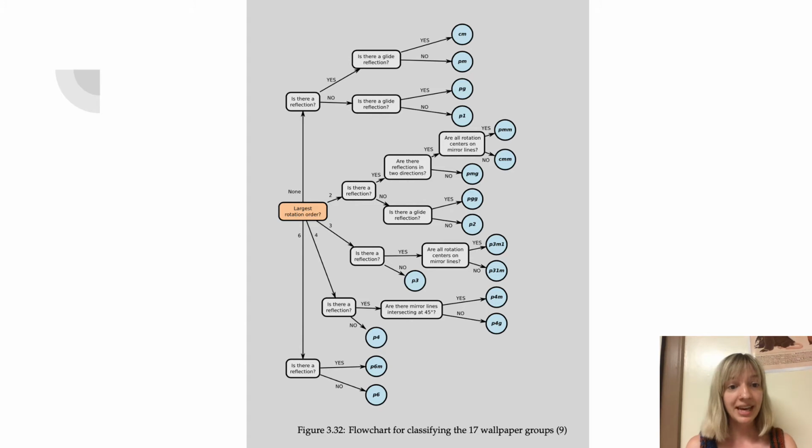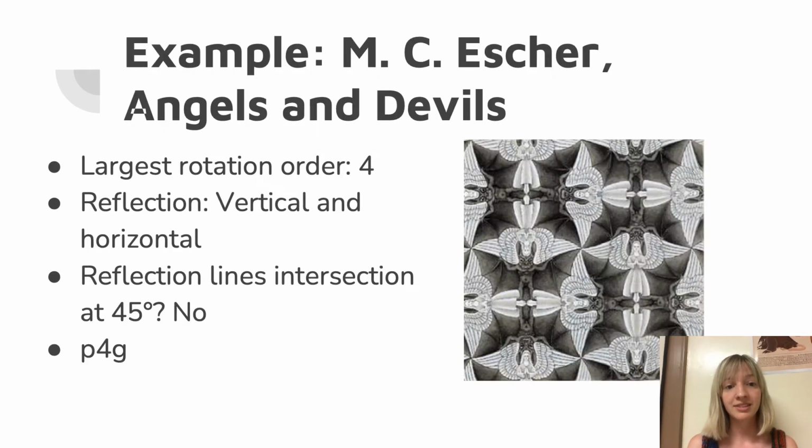And so following that line on the flowchart, the final question is, are there mirror lines intersecting at 45 degrees? And we already went over that the two reflections are horizontal and vertical, not at 45 degrees. So the answer is no. So this design is wallpaper group P4G.